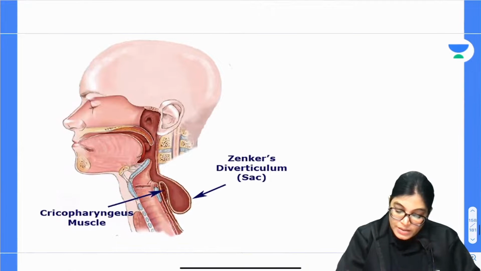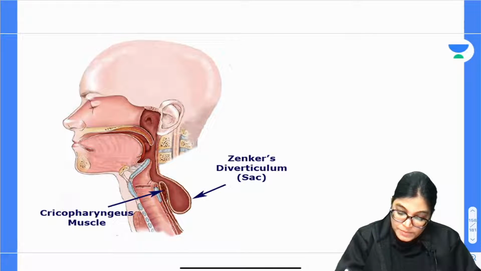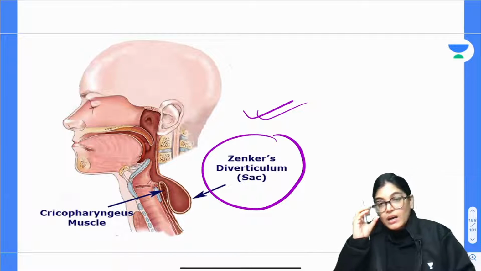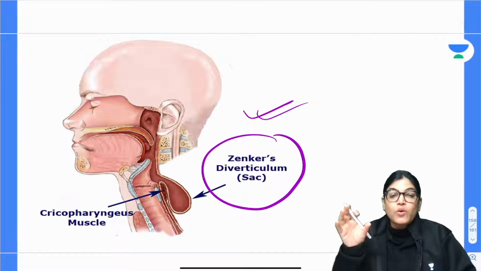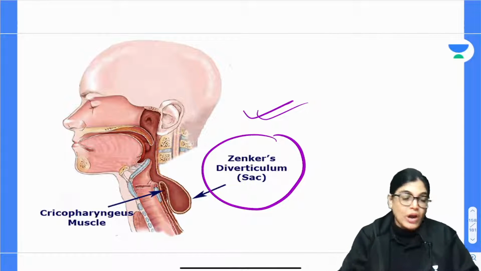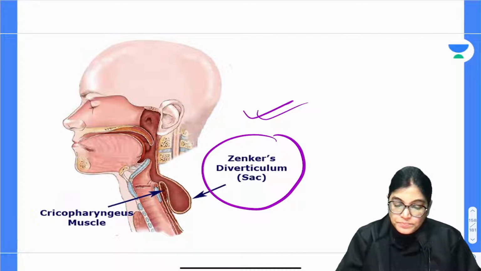So see here, the cricopharyngeus muscle. The inferior constrictor muscle has a gap between two parts, the cricopharyngeus and thyropharyngeus. In that gap you can see the pouch protruding out, which is the Zenker's diverticulum.